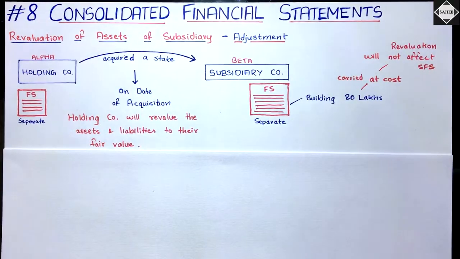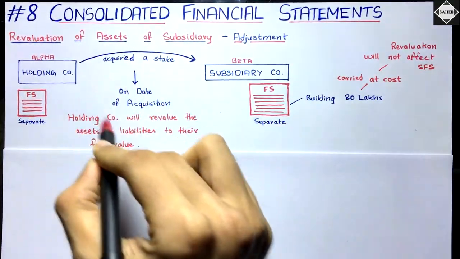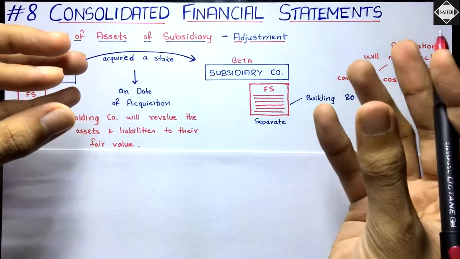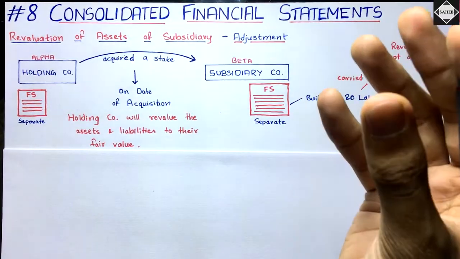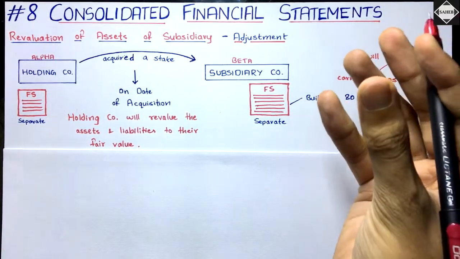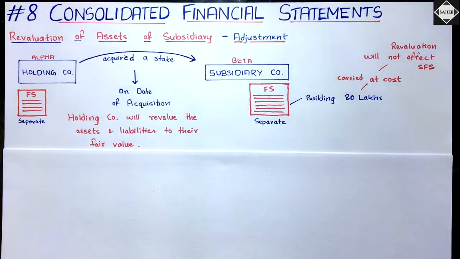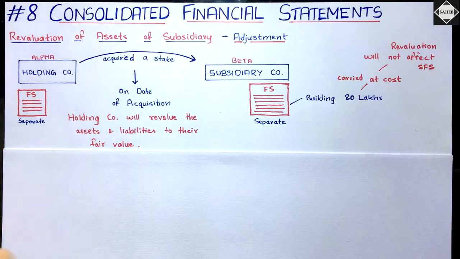That's why the holding company will revalue the assets and liabilities of the subsidiary company on the date of acquisition. This is the money we have paid. What have we got? We have got net assets, so bring me the market value of those net assets. Then only we can have a fair comparison and calculate correct goodwill or capital reserve. Is that clear? Understand properly.